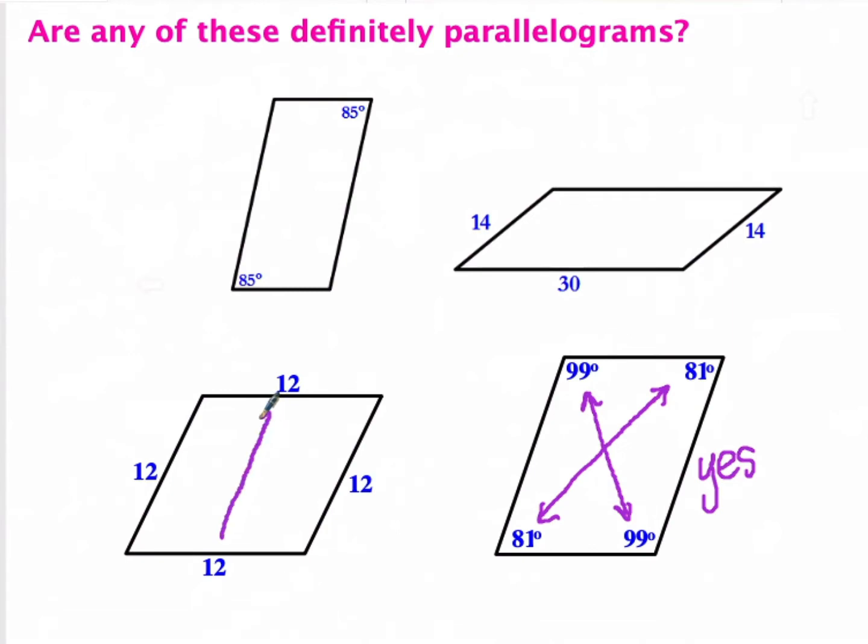And I guess this one would work too. Both pairs of opposite sides are congruent. They all happen to be 12, but the opposite sides match. And that's one of the ways that we can tell that we definitely have a parallelogram.